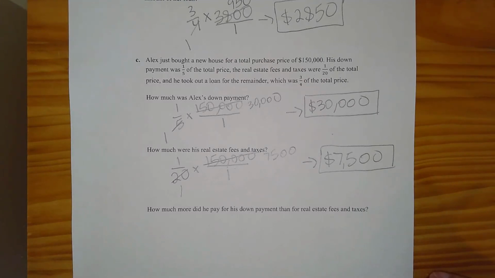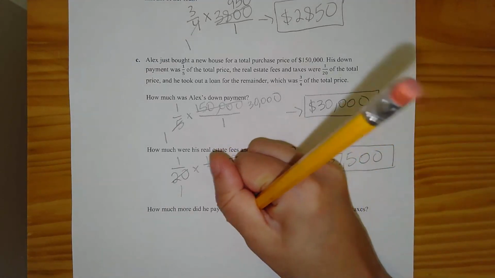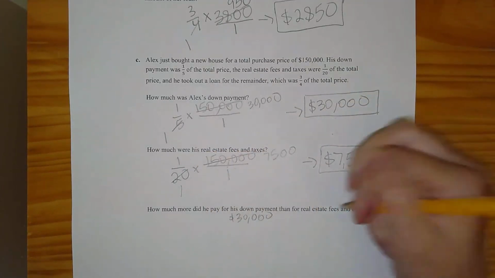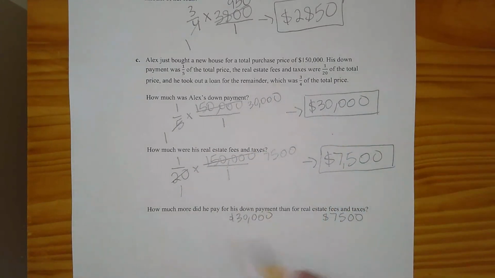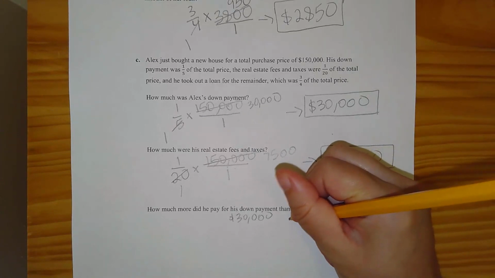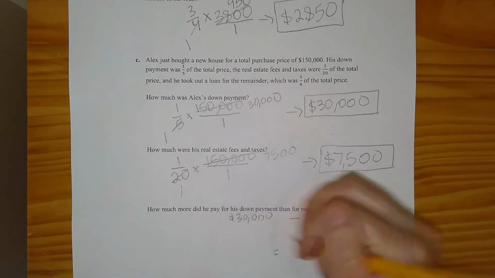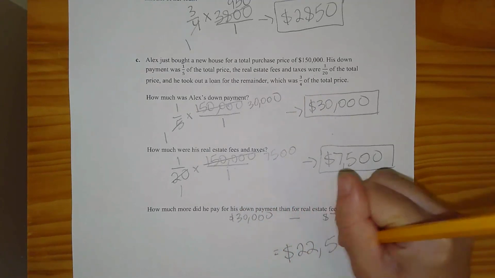The last thing it says is how much more did he pay for his down payment than for real estate taxes and fees? Okay. So how much more did he pay for the down payment? Remember, he paid $30,000. Then his real estate taxes and fees, which is the $7,500. So how much more did he pay for one than the other? Well, to find that, we're going to do the difference between the two. So we're going to do 30,000 minus 7,500. And so how much more he paid for one than the other would be $22,500.